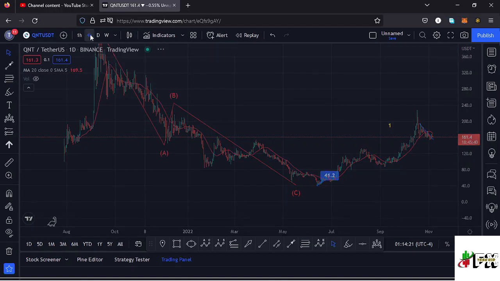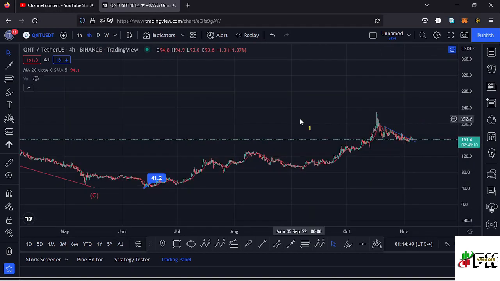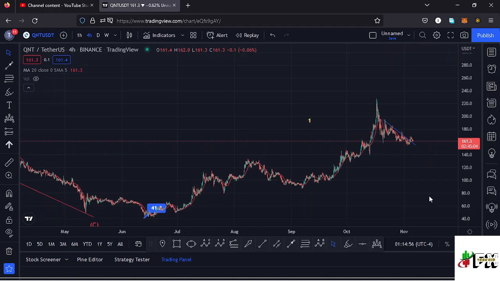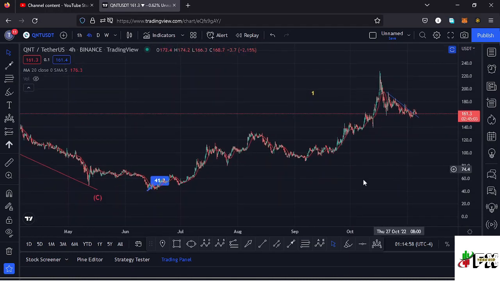And if I jump to the 4-hour chart for further analysis, here on the 4-hour chart, after making our low at around the $41.2 mark, we saw a very nice bounce to the upper side in a movement that has been obeying the Elliott wave structures.